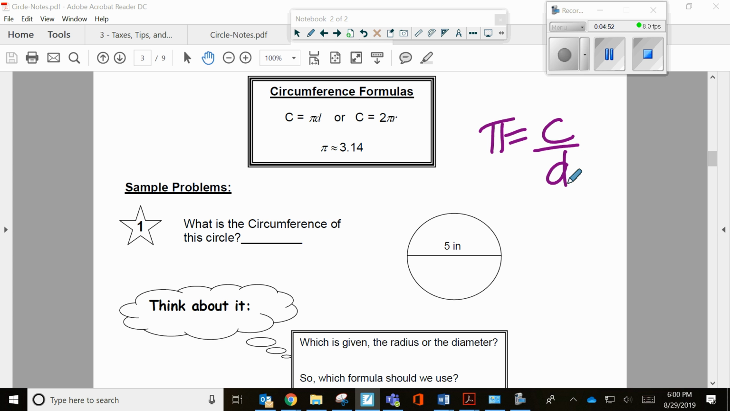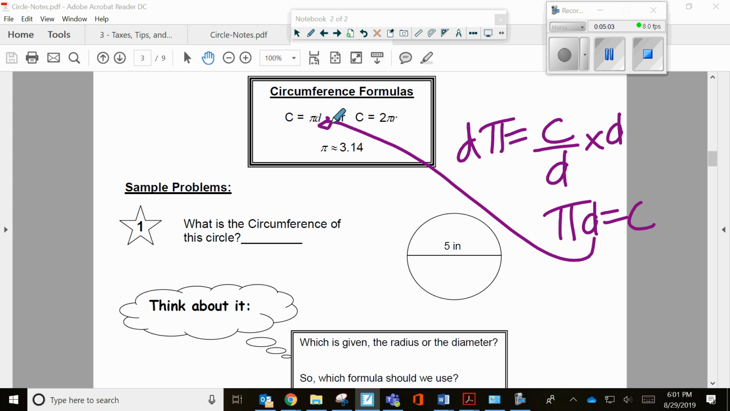So if I wanted to rearrange this, if I multiplied by d on both sides, I'd have pi times diameter equals circumference, which is where we get this formula. Okay? Pi times diameter equals circumference. So that is one of the two formulas. Pi times diameter equals circumference, because diameter times 3.14 is the distance around the circle, no matter how big your circle.